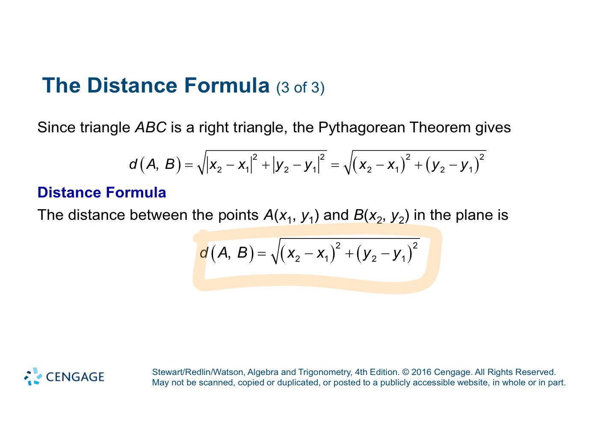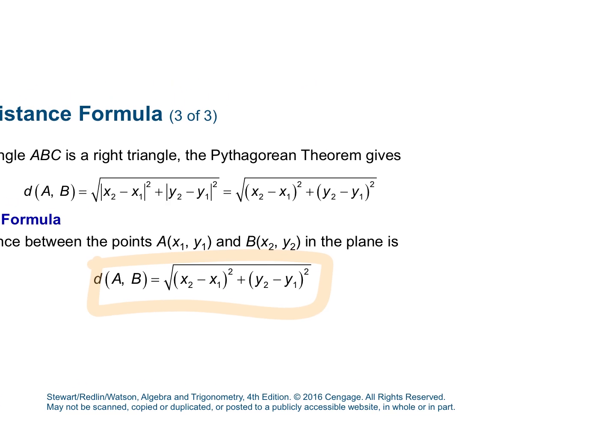So the distance between 2 points, I'll call it point A and B. If point A is x1, y1, and B is x2, y2, we use this formula. So the square root of x2 minus x1 squared plus y2 minus y1 squared. So this formula you guys have to have memorized for the test.